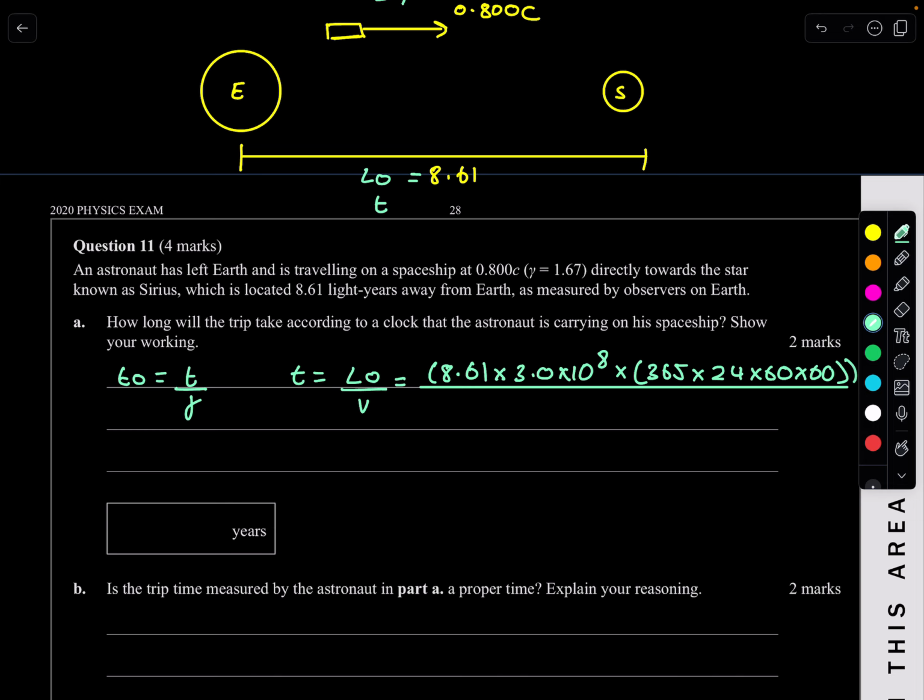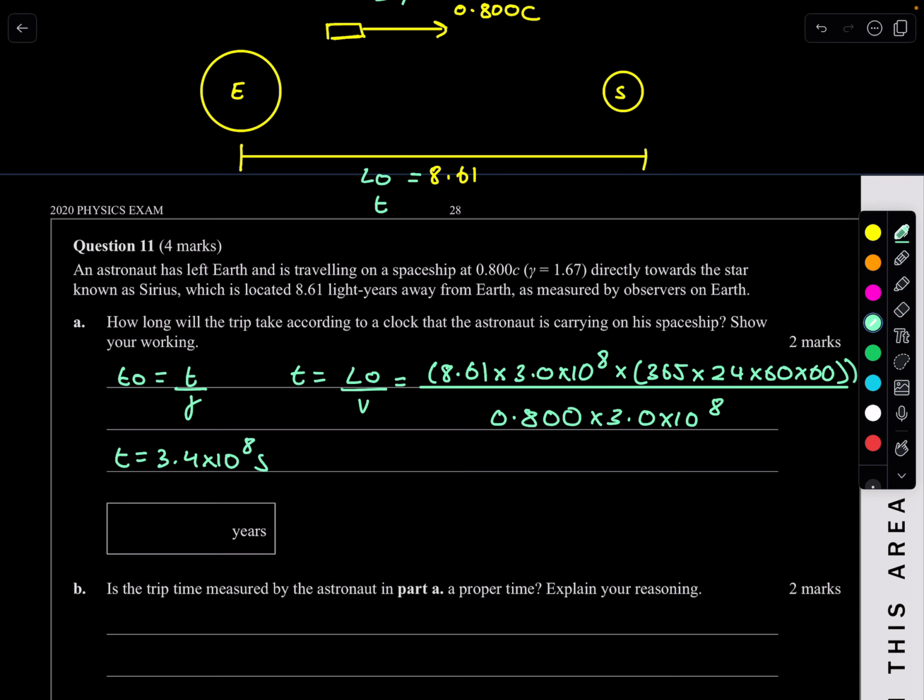Your velocity is just 0.800 times 3.0 times 10 to the power of 8. So we compute 8.61 times 3.0 times 10 to the power 8 times 365 times 24 times 60 times 60, divided by 0.8 times 3.0 times 10 to the power 8. It gives me the time that's dilated, basically 3.4 times 10 to the power of 8 seconds.